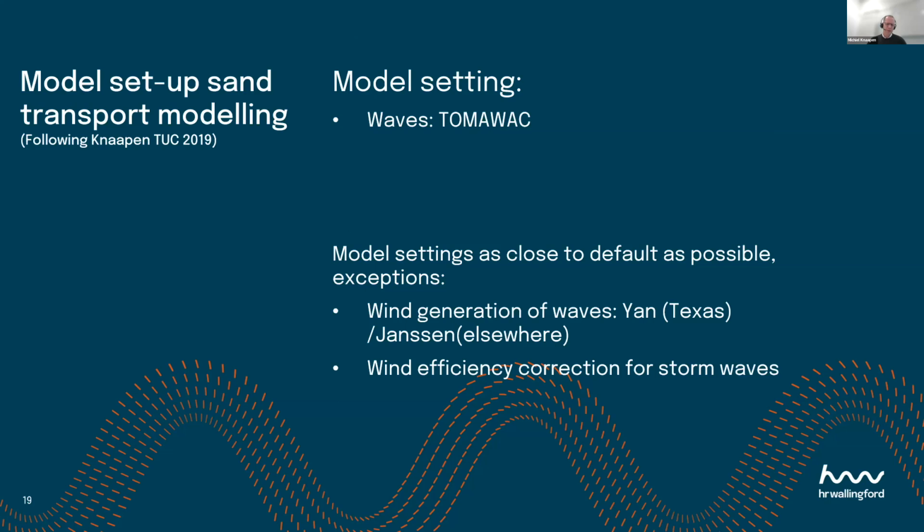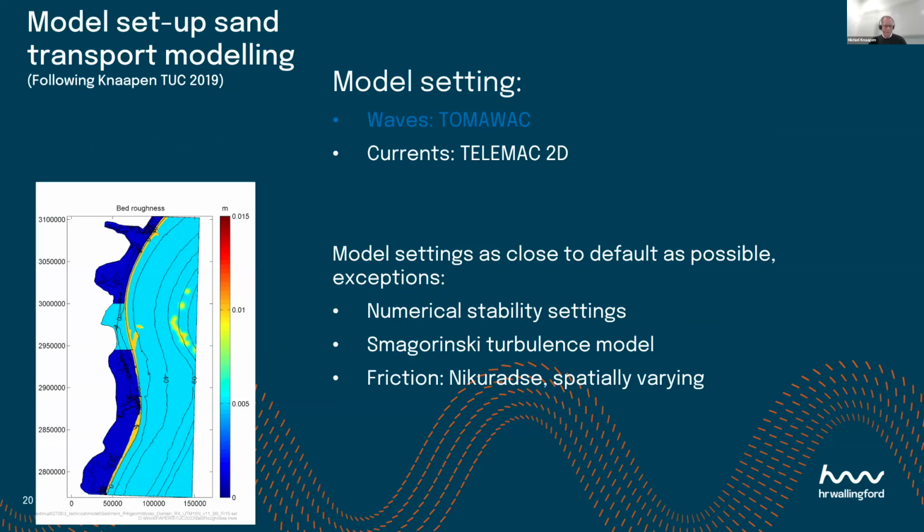Otherwise, we kept the modeling as much as we could to default settings, which were originally used for a site in the UK. So the model settings for the UK model were almost identical to the ones here. For the flows, the only real change compared to the previous UK model is that we created a spatial friction map. So there's different frictions in the muddy lagoons than in the silty oceans, and the beach and inlets are different again.